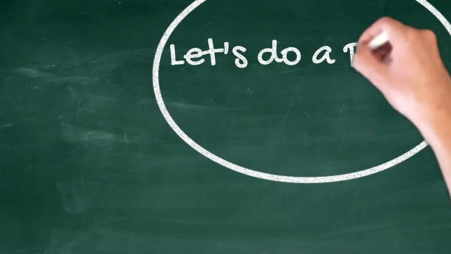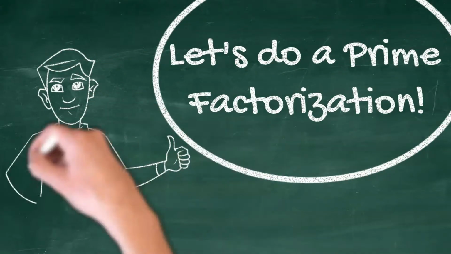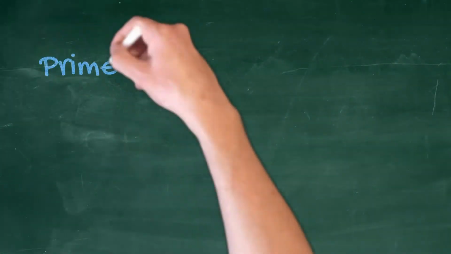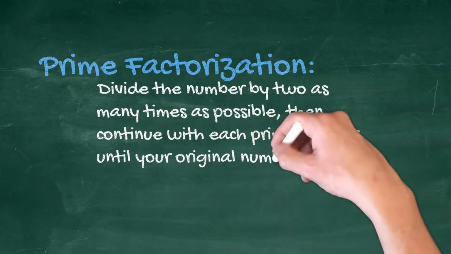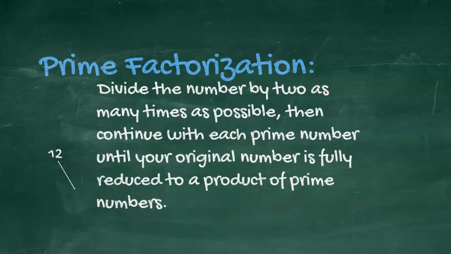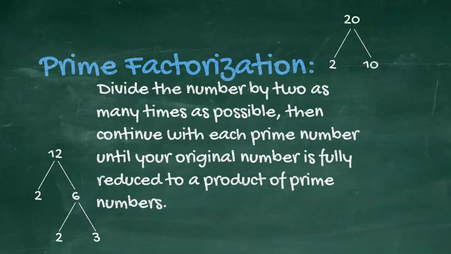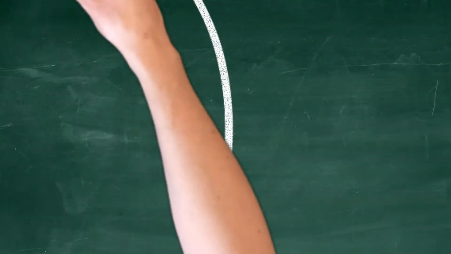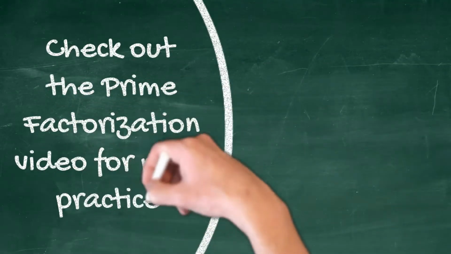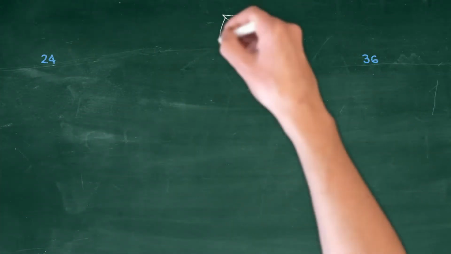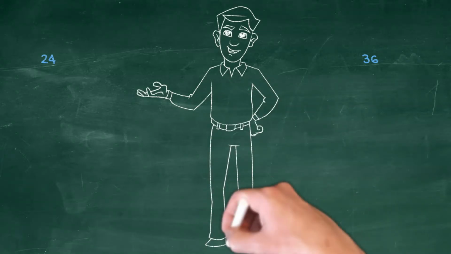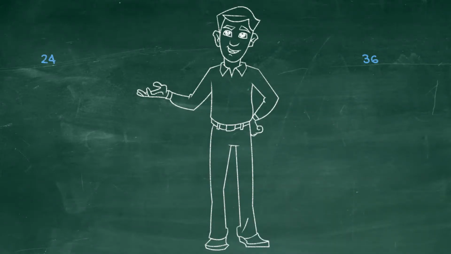Another way to identify factors of a number is to perform a prime factorization. This is a process where we divide the number by 2 as many times as possible, then by 3, then by 5, and so on, until we can rewrite our number as a product of prime numbers. We'll look at one example here, but if you want to learn more, see the video on prime factorization. Since we have identified the factors of 24 and 36, we will use those numbers to demonstrate prime factorization.